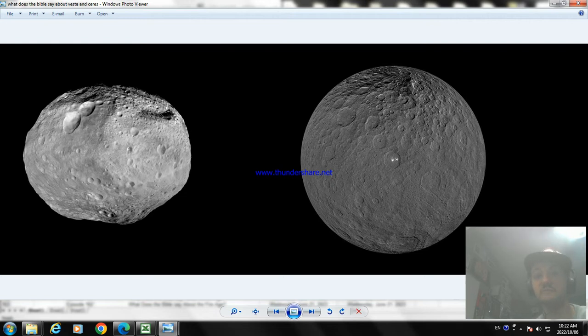In Wikipedia, it will say this is called Vesta. They're both big things. Well, they're probably small, but they're between Mars and Jupiter. Vesta is an asteroid, and Ceres is a dwarf planet.